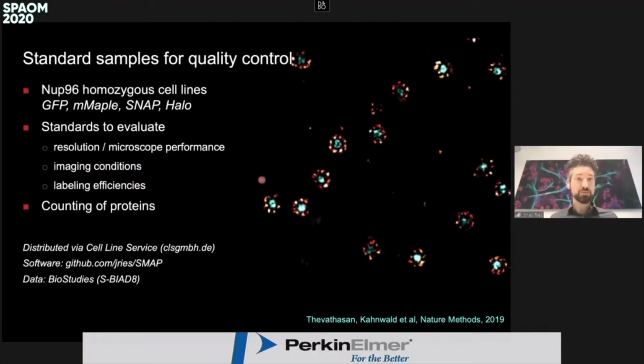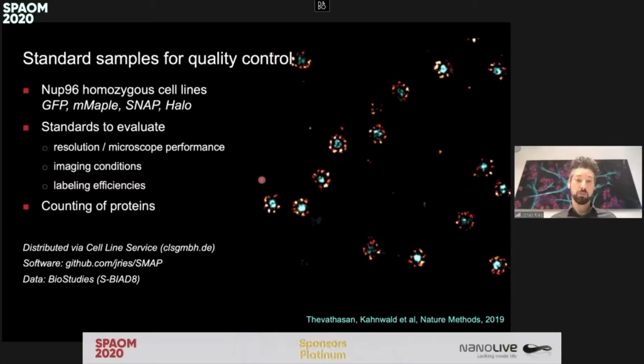So to summarize this part of the talk, we generated these homozygous cell lines where we labeled NUP96 with commonly used labels. And these are quite useful to determine the microscope performance and resolution, to optimize imaging conditions, including labeling efficiencies, and to count the number of proteins in a complex.